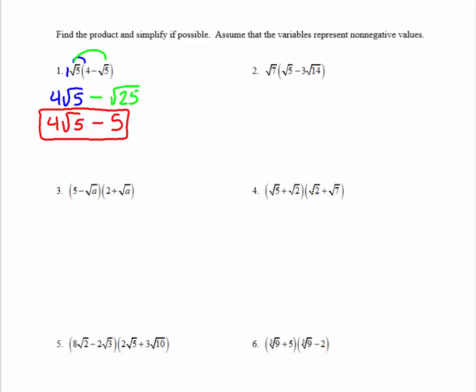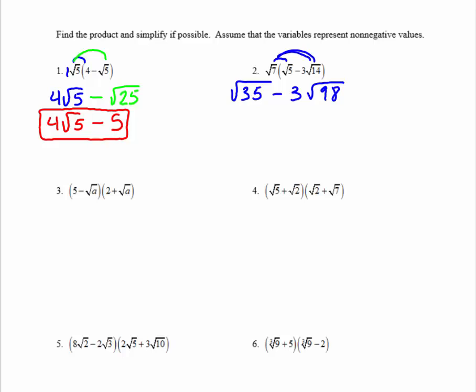Number 2, the square root of 7 times the square root of 5 minus 3 square root of 14. Again, distributing, because we have a square root times a square root, we can multiply the numbers underneath, so 7 times 5 is 35. Minus, the 3 stays on the outside, so the square root of 7 times the square root of 14 is the square root of 98.